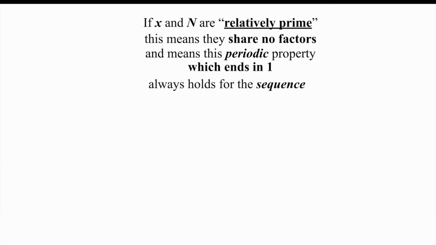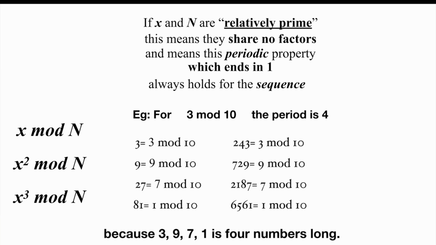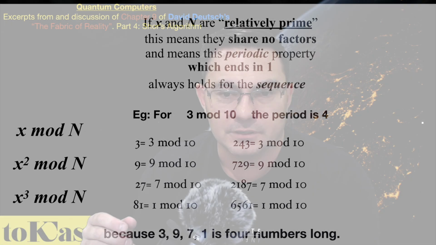So the thing is, if you have a number x and a number n, and they're relatively prime, that means that they share no factors. Then this very property of having a periodic sequence like this, always ending in 1, holds all the time for this form of expression: x mod n, and then x squared mod n, and x cubed mod n. So for 3 mod 10, the period is 4 numbers long, for your powers of 3. And for 2 mod 7, the powers of 2, the period is 3: 2, 4, 1.